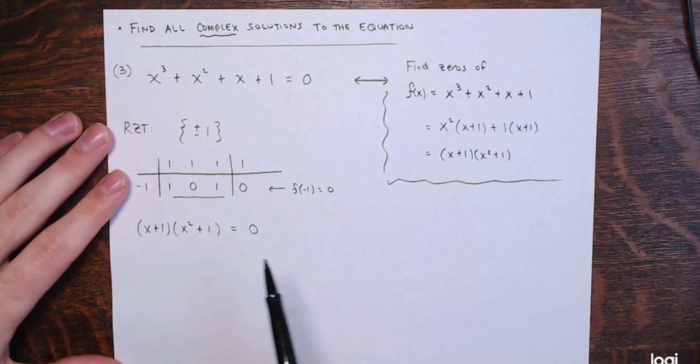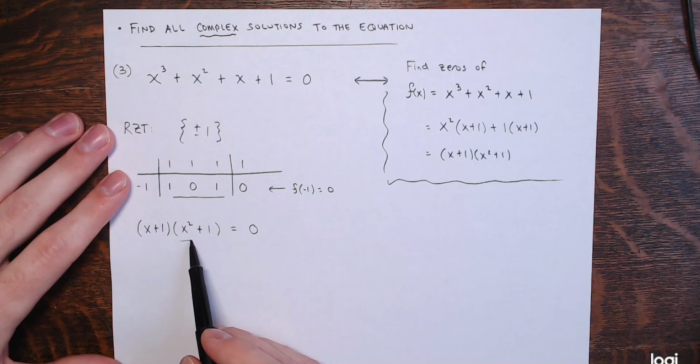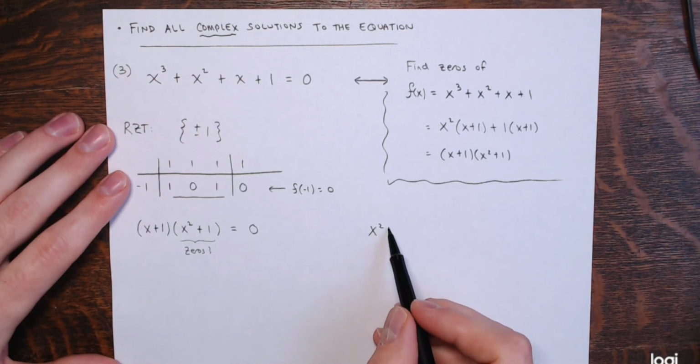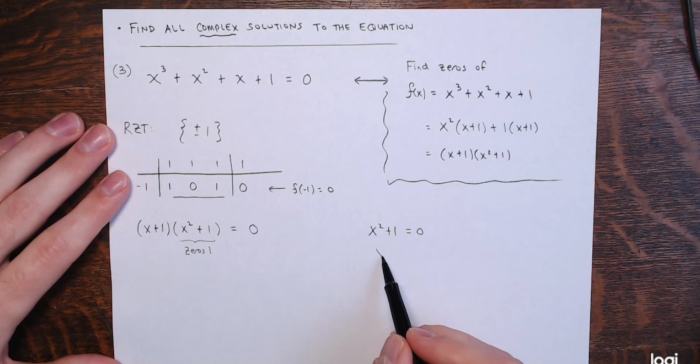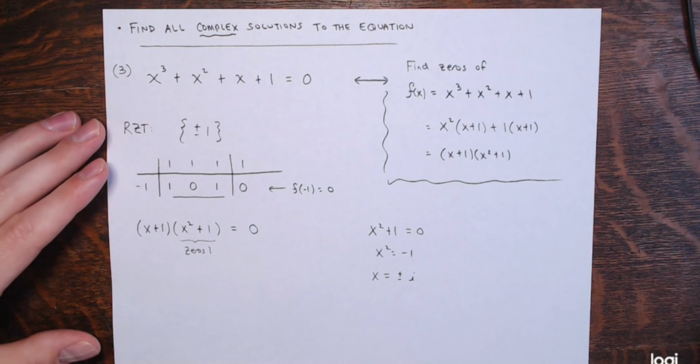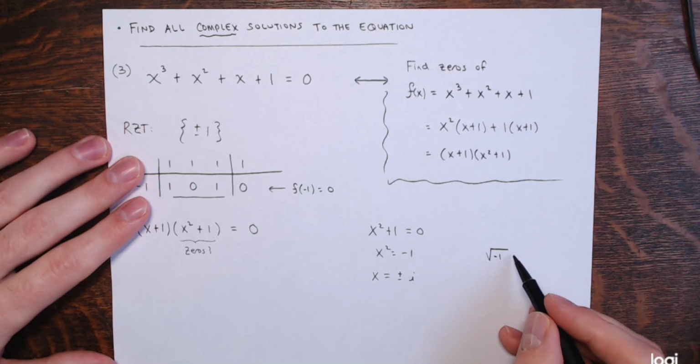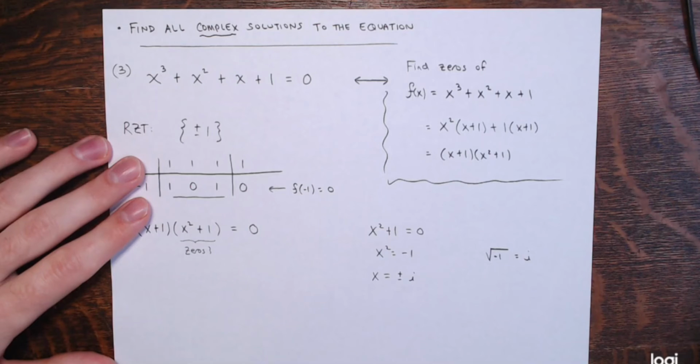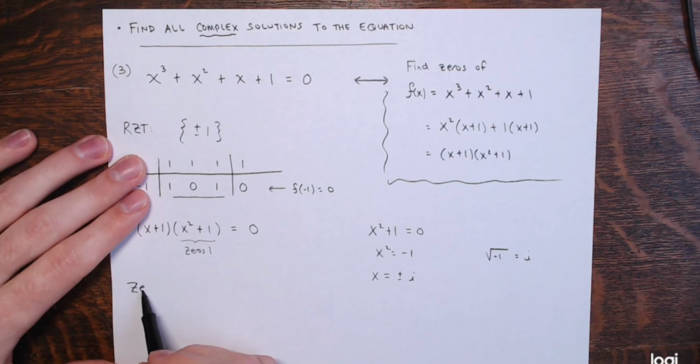Alright, so now I just want to find the zeros of this. What are the zeros of x squared plus 1? So off to the side here, when is x squared plus 1 equal to 0? Well, that's when x squared equals -1 and square root both sides. That's when x equals positive or negative i. Remember the square root of -1 is that imaginary number i. I know I should have written that earlier, but remember that i. So there we go. There's all the zeros.